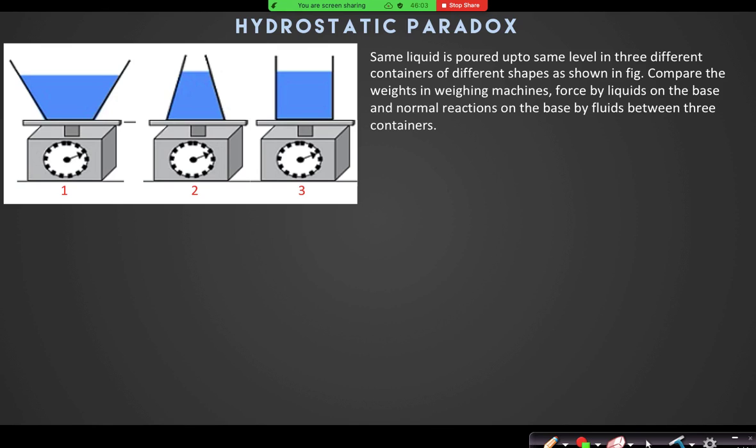You can see I have kept the same liquid up to the same level in 3 different containers having different shapes, and all of them are kept on weighing machines. So you need to compare the readings of the weighing machines of 1 to 3: the force by the liquid on the base and the normal reactions on the base by the fluids between these three containers.